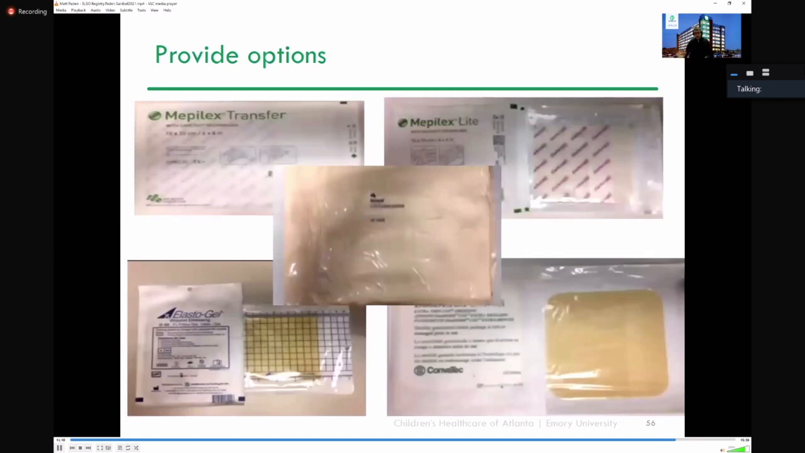So the next part of doing is providing options. These are 4 different dressing options that we chose to educate our nurses and staff about to help try and prevent this injury. And then the other thing that we had is something called a Z-Flow, which is a different pillow that helps redistribute the pressure on the patient's head to, again, be another resource and something they could use to try and reduce the chance of this happening.